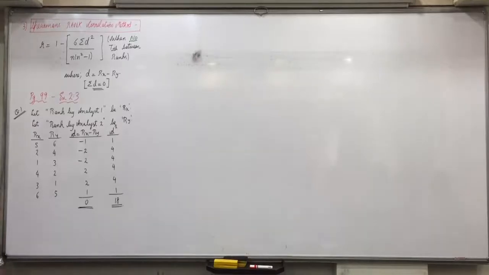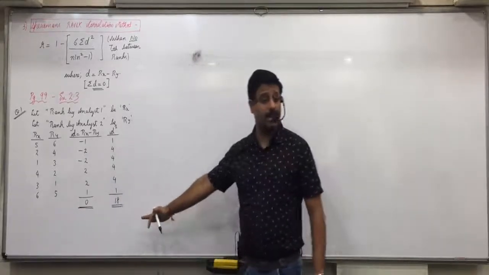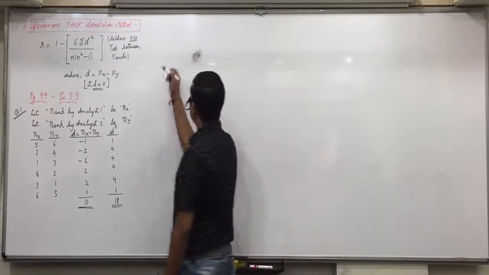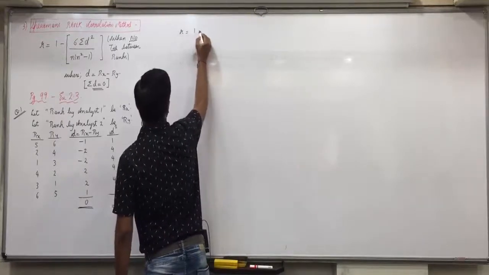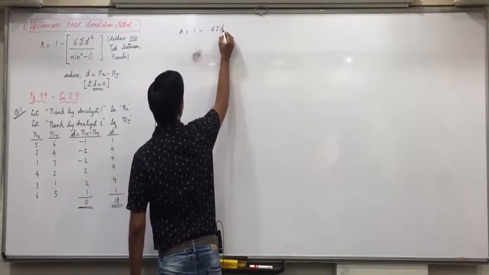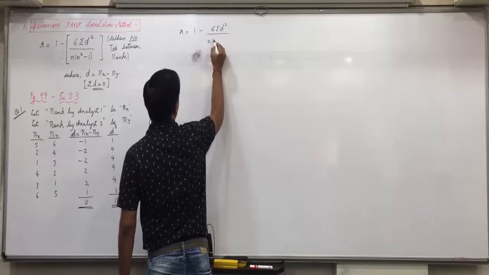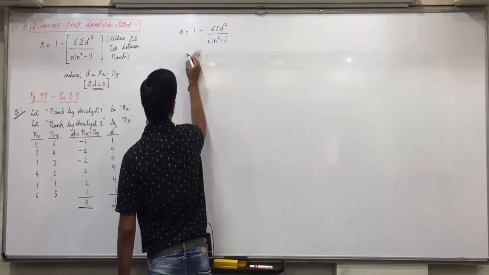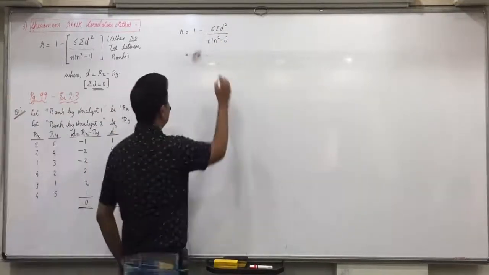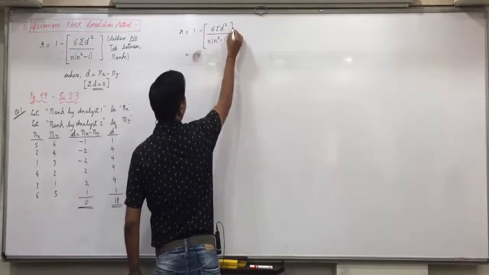Now we have to apply the formula. Raise your hand who is still doing the workings. All have understood this? So R is equal to 1 minus 6 sigma D square upon n into n square minus 1. Did everyone write the formula? Okay. This only is to be divided.